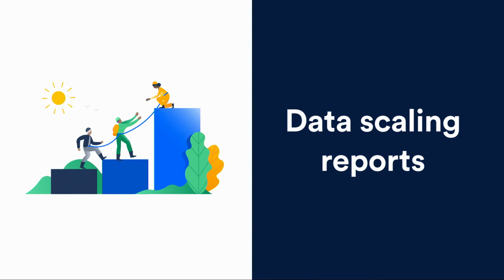So currently, the data scaling reports cover both Jira Server and Jira Data Center. And they compare 2 versions on 10 different data sets. So that's 40 combinations, so 40 tests to run. But still, it only takes a single console command to run them all, and they take around 80 minutes in total.